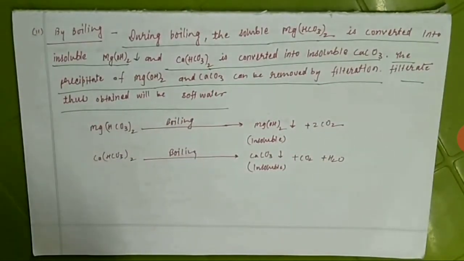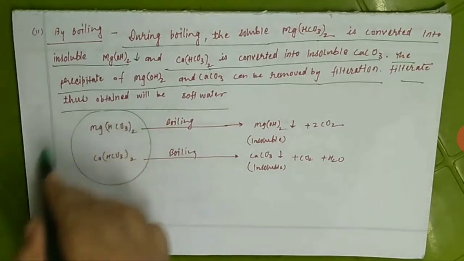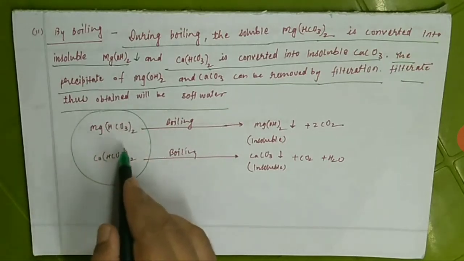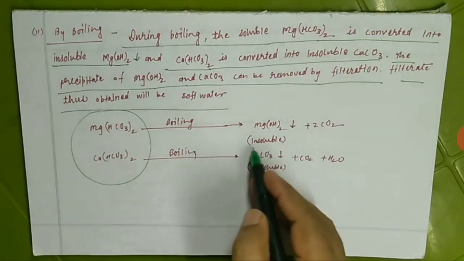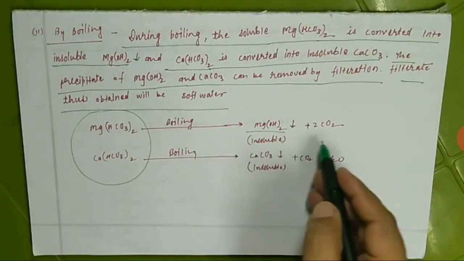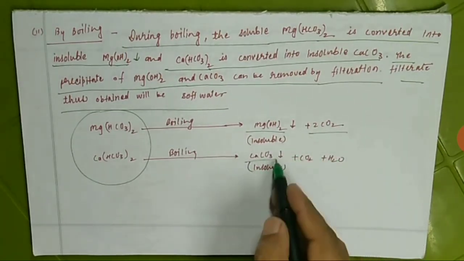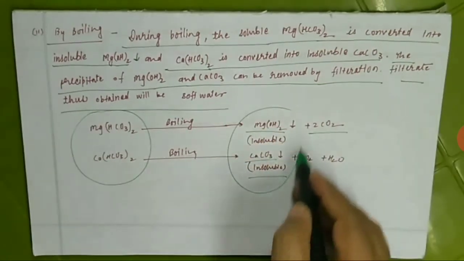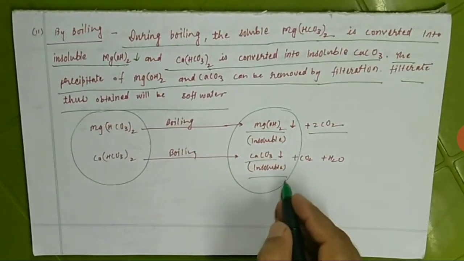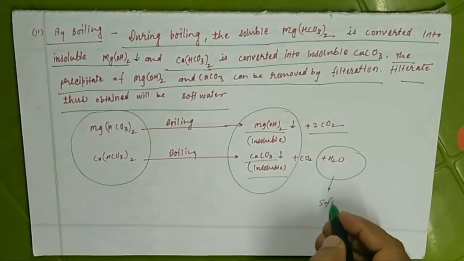So dear friends, this is a very easy problem. If you are heating the temporary hard water containing magnesium bicarbonate and calcium bicarbonate, the magnesium bicarbonate will convert into magnesium hydroxide and carbon dioxide, and the calcium bicarbonate will be converted into calcium carbonate. When you filter this, the filtrate will come, and that filtrate will be the soft water.